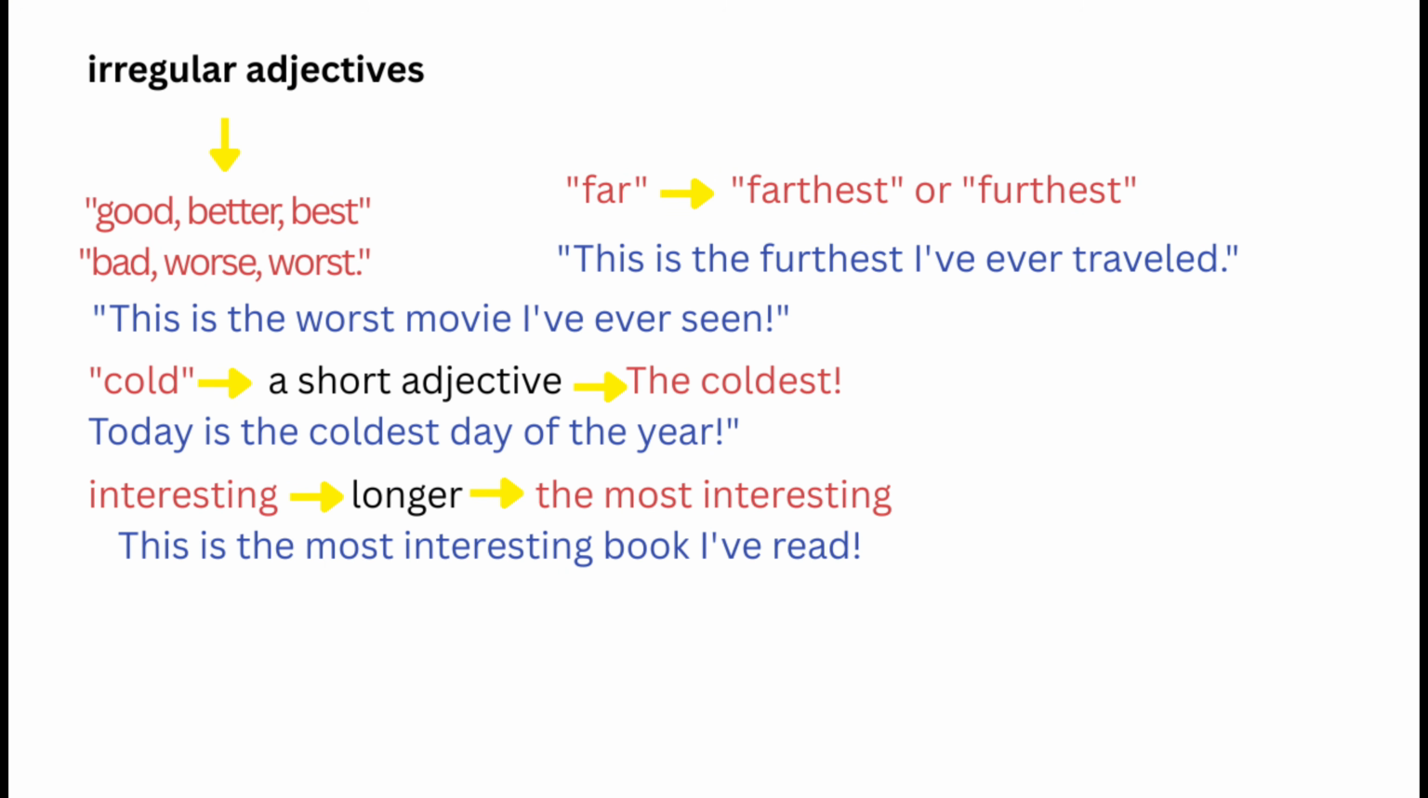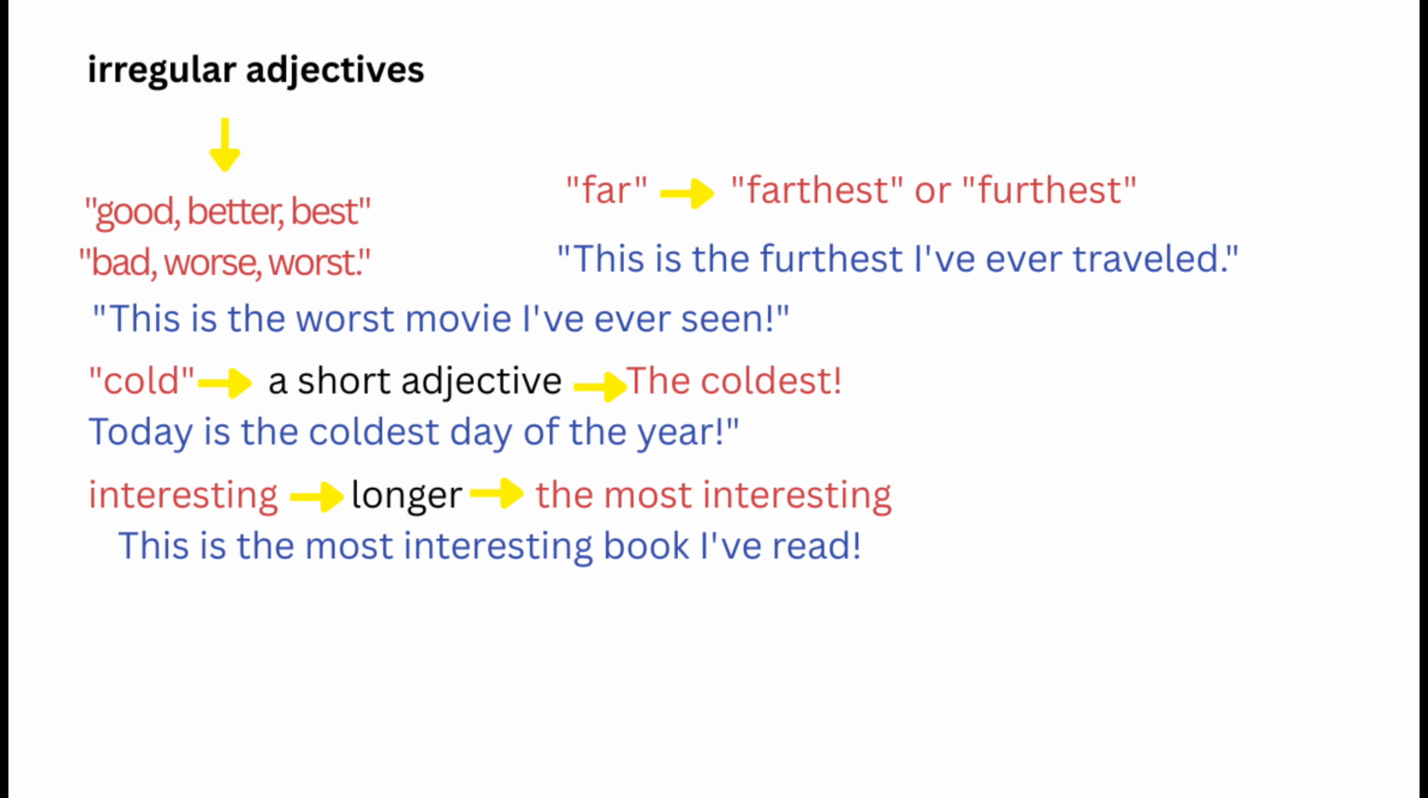Oh, so good, better, best. Exactly. And bad, worse, worst. This is the worst movie I've ever seen. Perfect example. The irregular ones are the same ones we learned for comparatives. They just have a different superlative form. So far becomes farthest or furthest. Exactly. This is the furthest I've ever traveled.